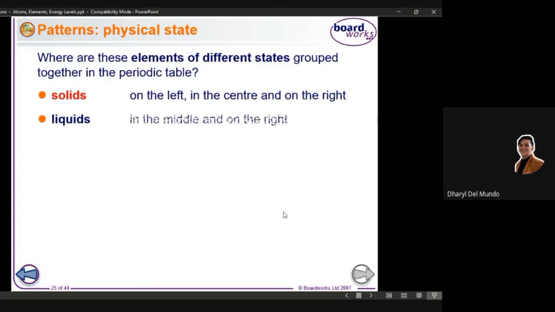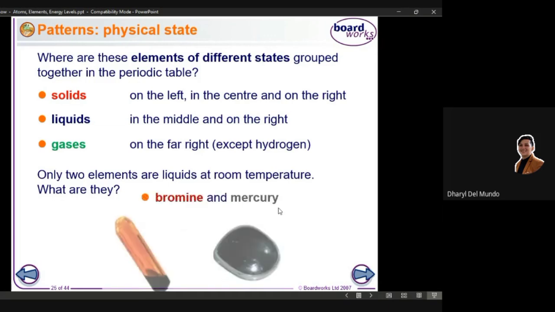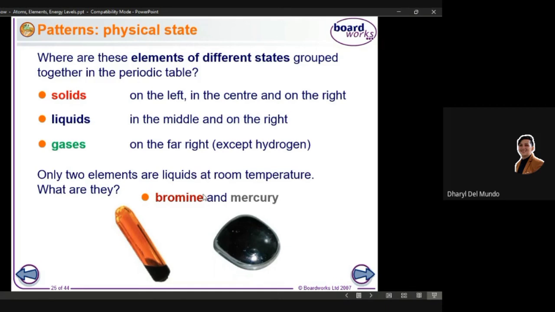And we have liquids, which is in the middle and on the right. And gases, that is on the far right, except for hydrogen. Okay? And only two elements are liquids at room temperature. What are they? We have bromine and mercury, because in room temperature, bromine and mercury are liquid. Mercury is the only liquid metal.